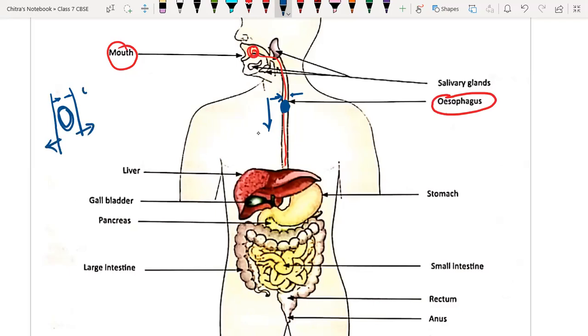Due to contraction here and relaxation here, during the passage of food the muscles of the esophagus undergo contraction and relaxation, due to which food is pushed from the mouth through the esophagus into the stomach. This movement of food due to contraction and relaxation of muscle is called peristaltic movement.